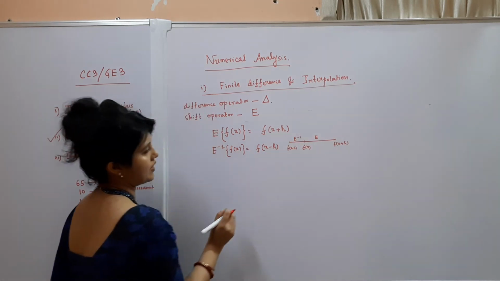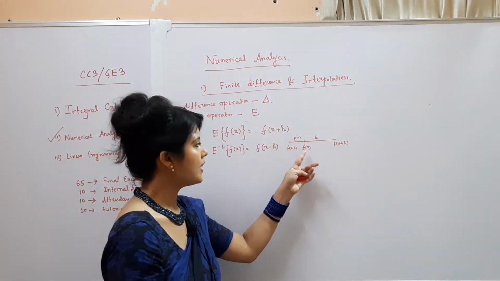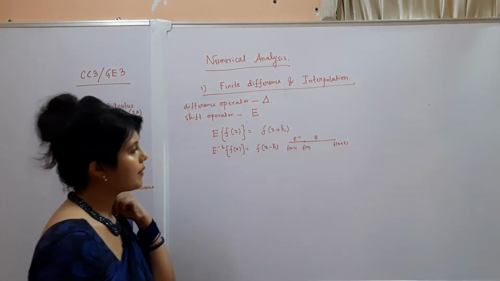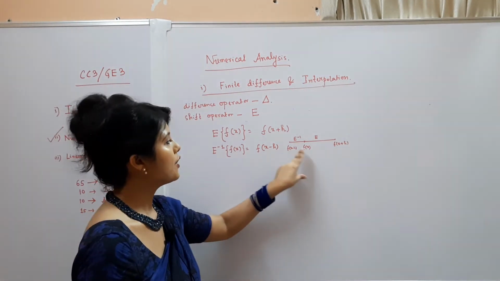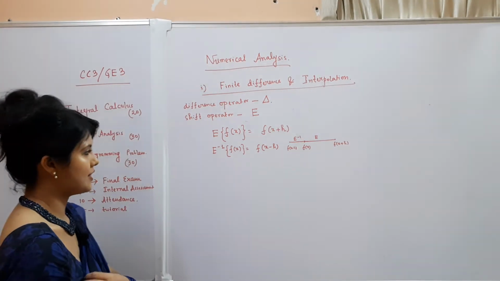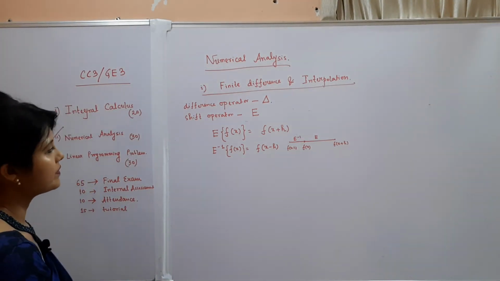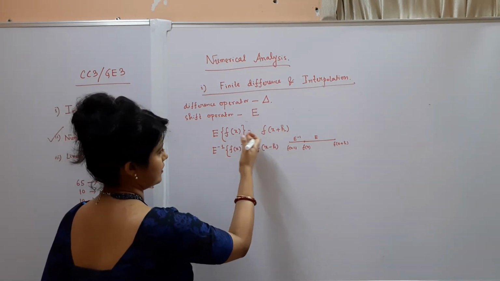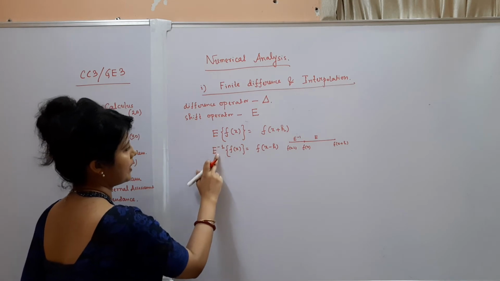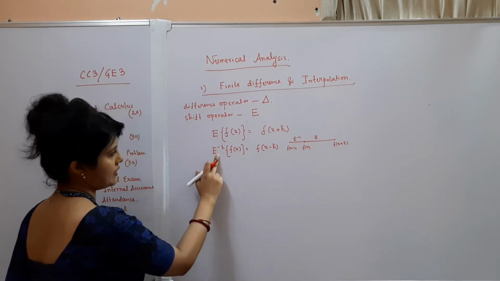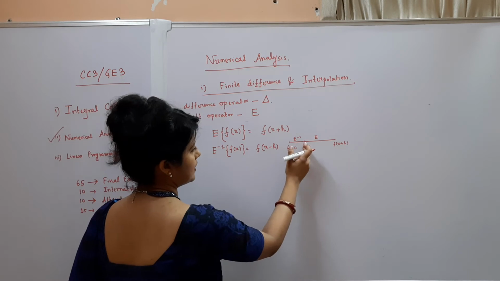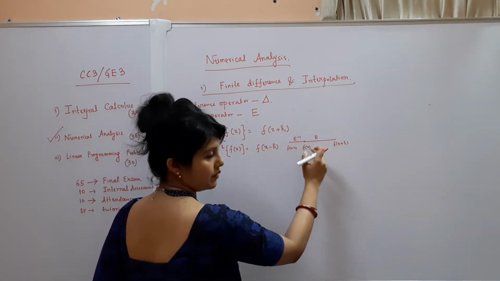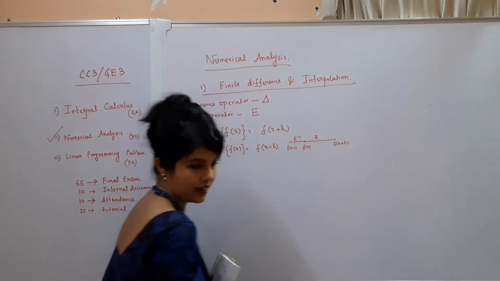This is for E inverse. Whenever you apply E on f of x, you will get f of x plus h, and when you apply E inverse on f of x, you will get f of x minus h. So these are just the functions of the shift operator. This is called the shift operator and this is called the inverse shift operator. This one moves the function backward, and this helps you move the function forward.